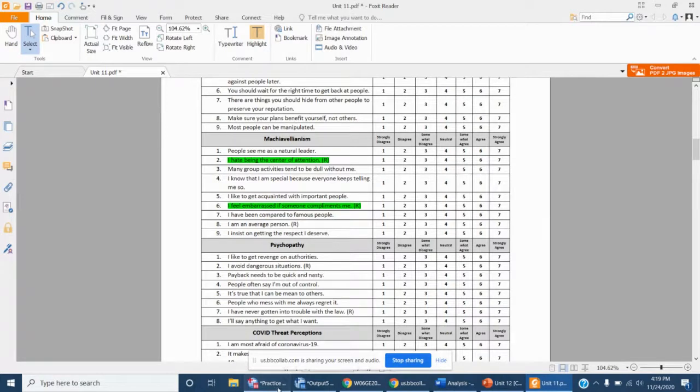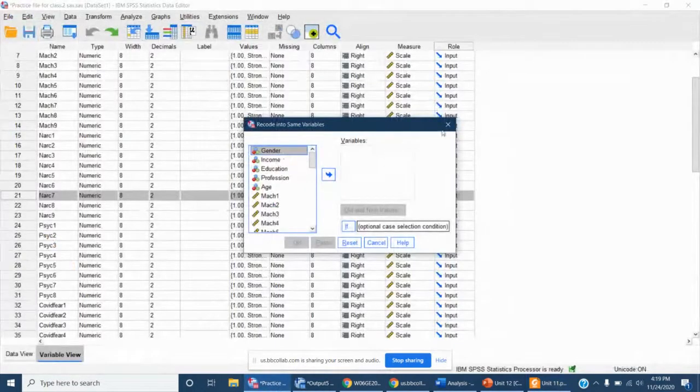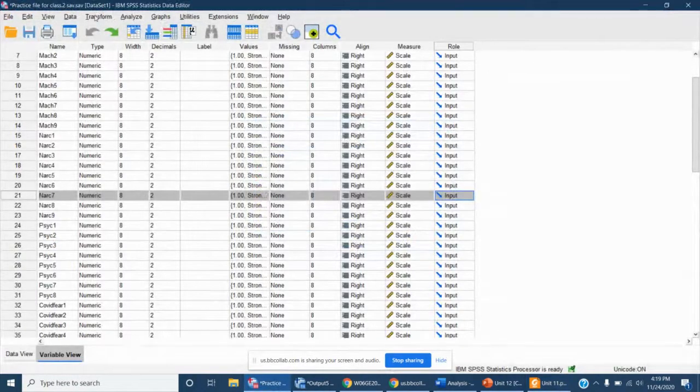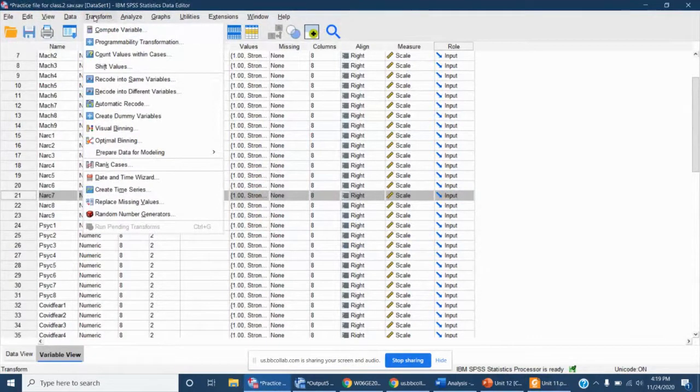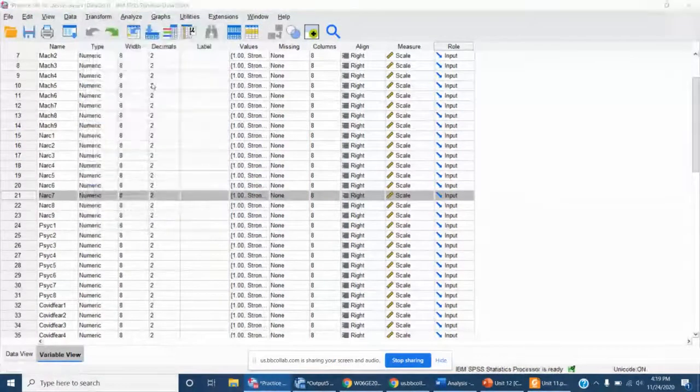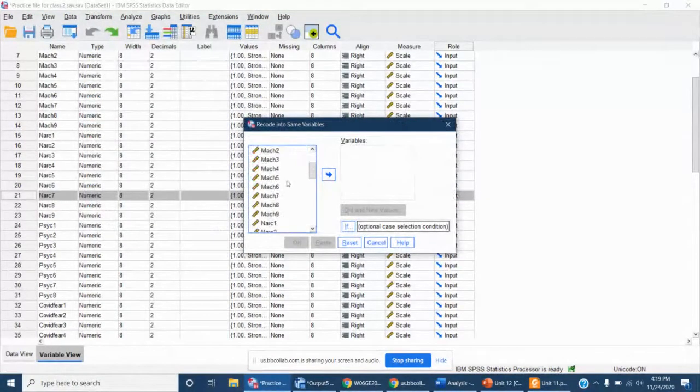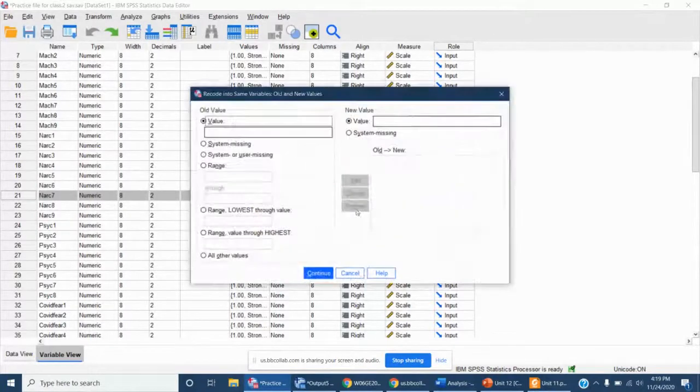So these are the two questions which need to be converted. I will show you again. I went to the transform button. In the transform button, I chose recode into the same variables. And here I will choose the two questions which were creating trouble for us, Machiavellianism 2 and Machiavellianism 6. Let me input the values. So these are the two negatively worded questions.